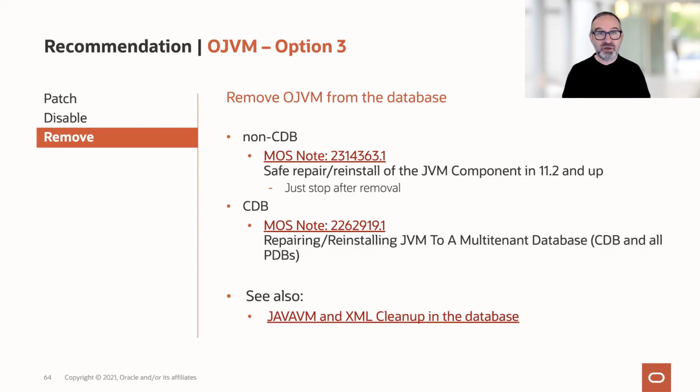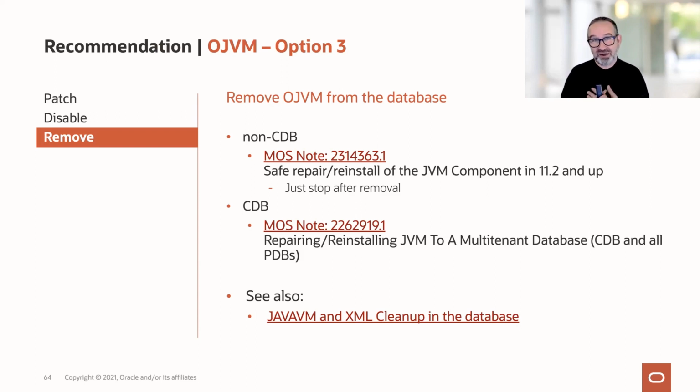The third option would be to remove OJVM from the database. Our OJVM colleagues don't like that recommendation, but in some cases, it's the only way. And honestly, as we may explain in one of the follow-up seminars about upgrade speed, the fewer components you have in your database, the faster your upgrades run.